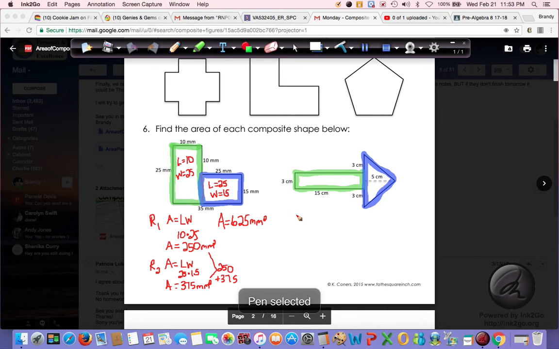So we have a rectangle. And we don't need to label it 1 or 2 because we only have one rectangle. So we have a rectangle, which means our area is going to be length times width. So let's take care of this one first. We have our length is 3. And we can make our width 15. I did it this way because it honestly does not matter. So area equals 3 times 15.